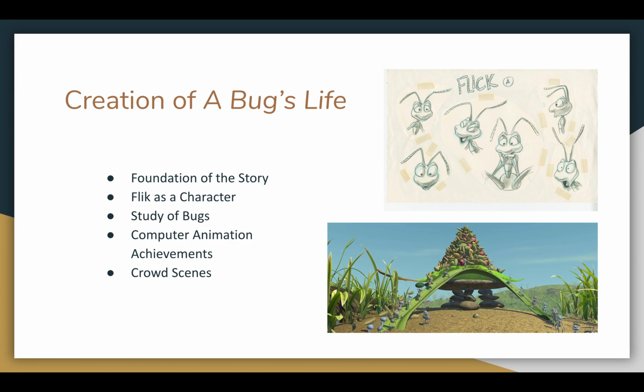Additionally, the production team wanted to really understand how bugs work. To do this, they studied nature footage and finally understood just how big the world can be for such a small creature. With the addition of computer animation, the team could design over 400 crowd scenes, with each ant in the shot fully animated and acting. The film also saw a new record for animation film budgets at $120 million.